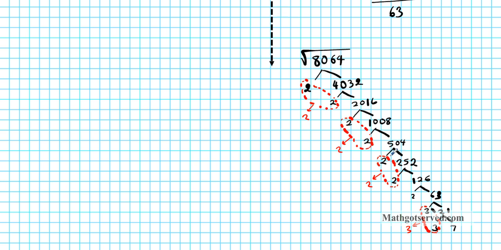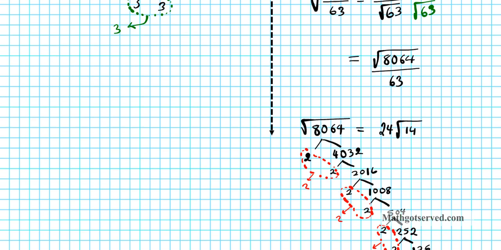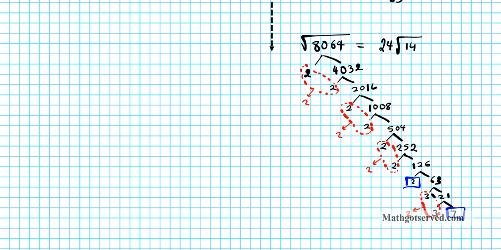Okay? Alright, so let's put that back in. So we're going to have 2 times 2, which is 4, times 2 is 8. 8 times 3 is 24, so we have 24 on the outside, and the square root of 2 times 7, which is 14. Don't forget the 2 and the 7 do not have a pair to break out with, so they remain as radicands.